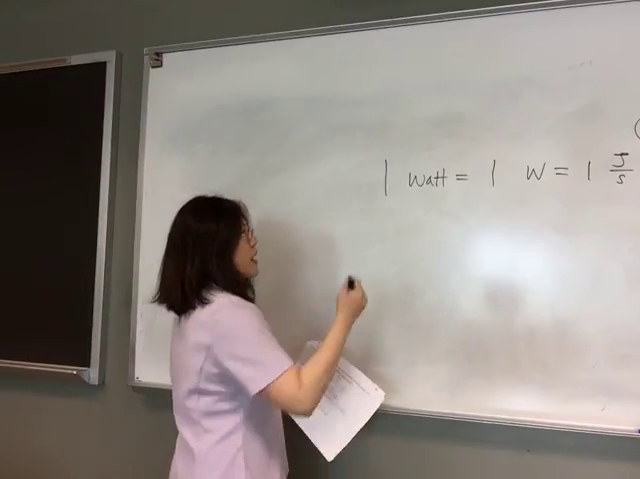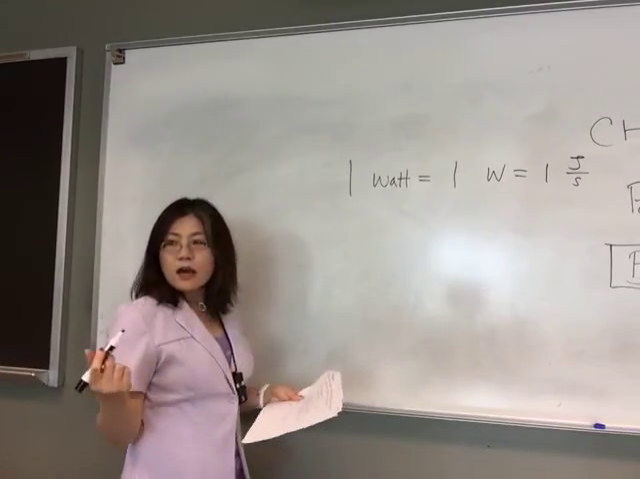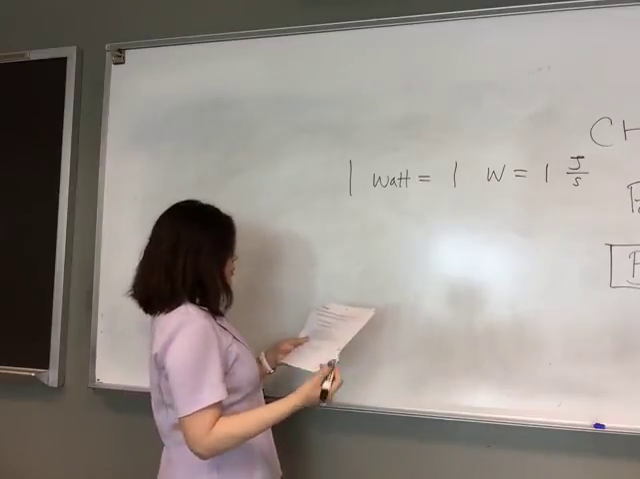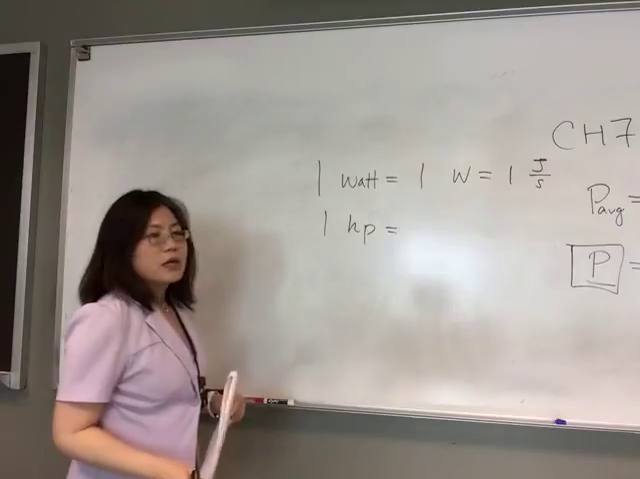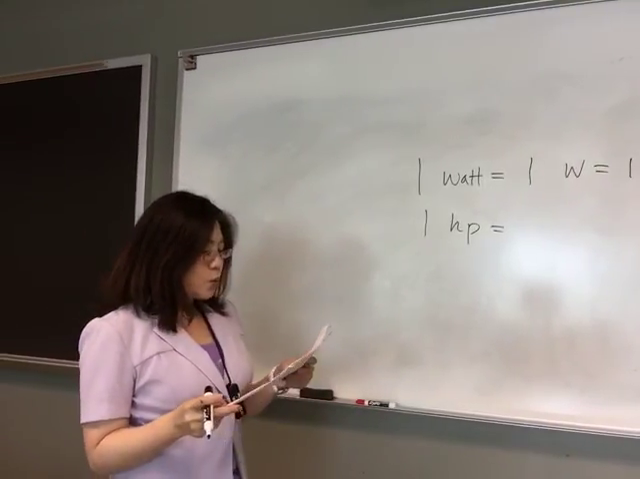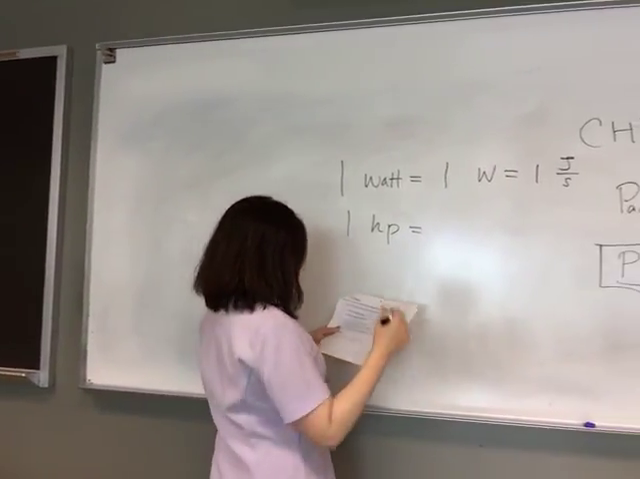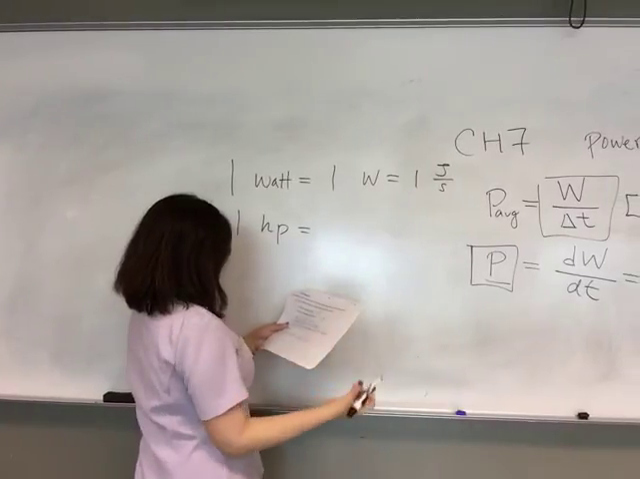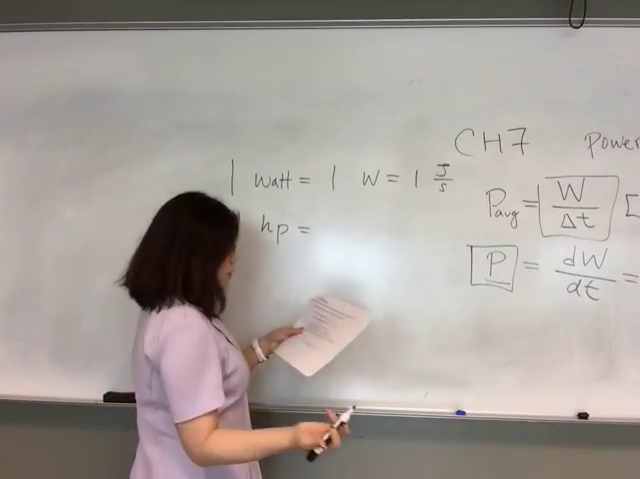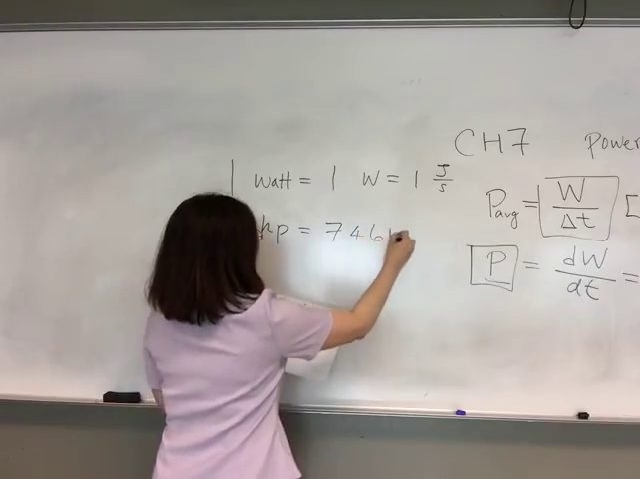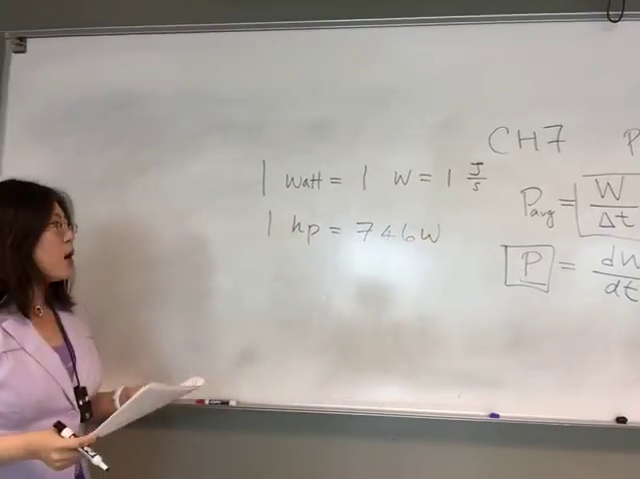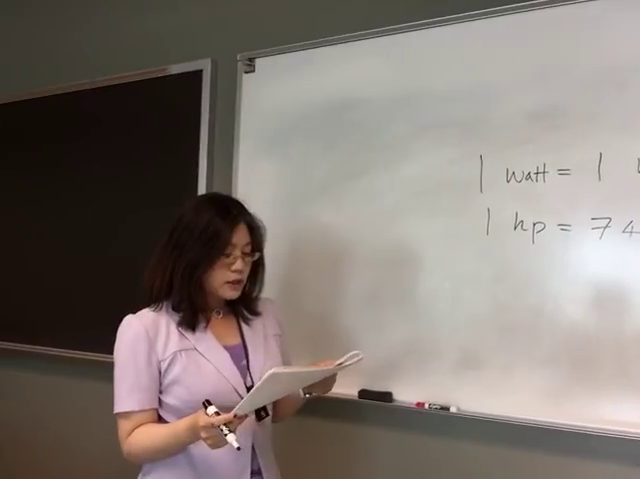Okay, but there are some instances, say for cars, or in England, where they use horsepower. So 1 HP, how is it related to watts? After you do the conversion from the SI unit to the British units, it is actually equal to 746 watts. So this is how they relate to each other. 1 horsepower is this amount of wattage.